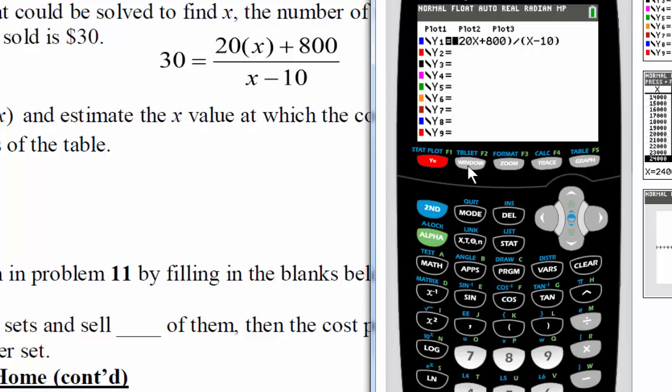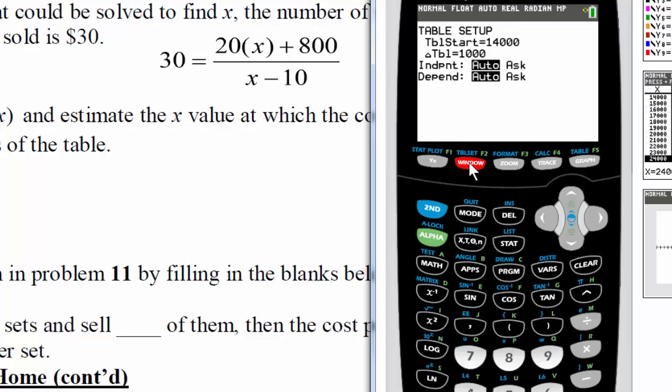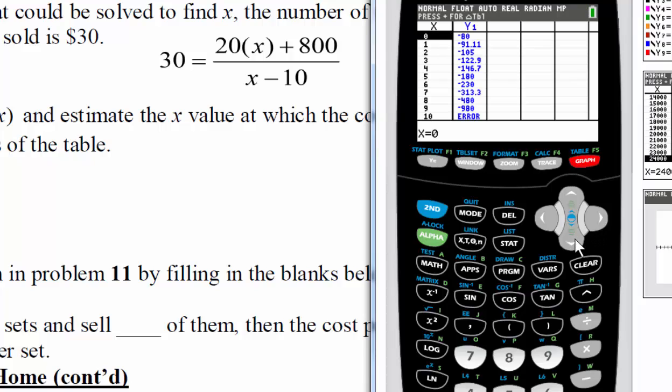Now let's go to our table setup. Right above window it says table set. So press second and the window key. We want to start our table at 0, and we're going to count by 1. Okay. Now when I press second and the graph key, I want to scroll down to see how many items I need to sell to get to a $30 cost, right? So as I keep scrolling down, as x gets bigger and bigger, you'll notice my average cost is getting smaller and smaller.